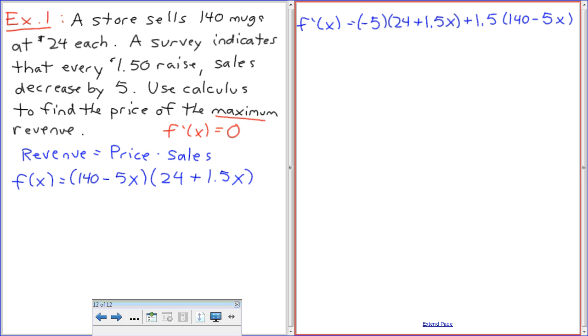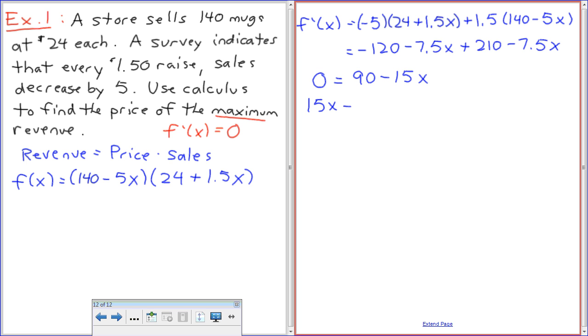Okay. Isn't this beautiful? Okay, so I'm going to FOIL out everything, that turns out to be negative 120 minus 7.5x plus 210 minus 7.5x, is that right? So I'm going to say 0 equals 90 minus 15x. 15x equals 90, x equals 6. Isn't that beautiful compared to completing the square? Isn't that nice?